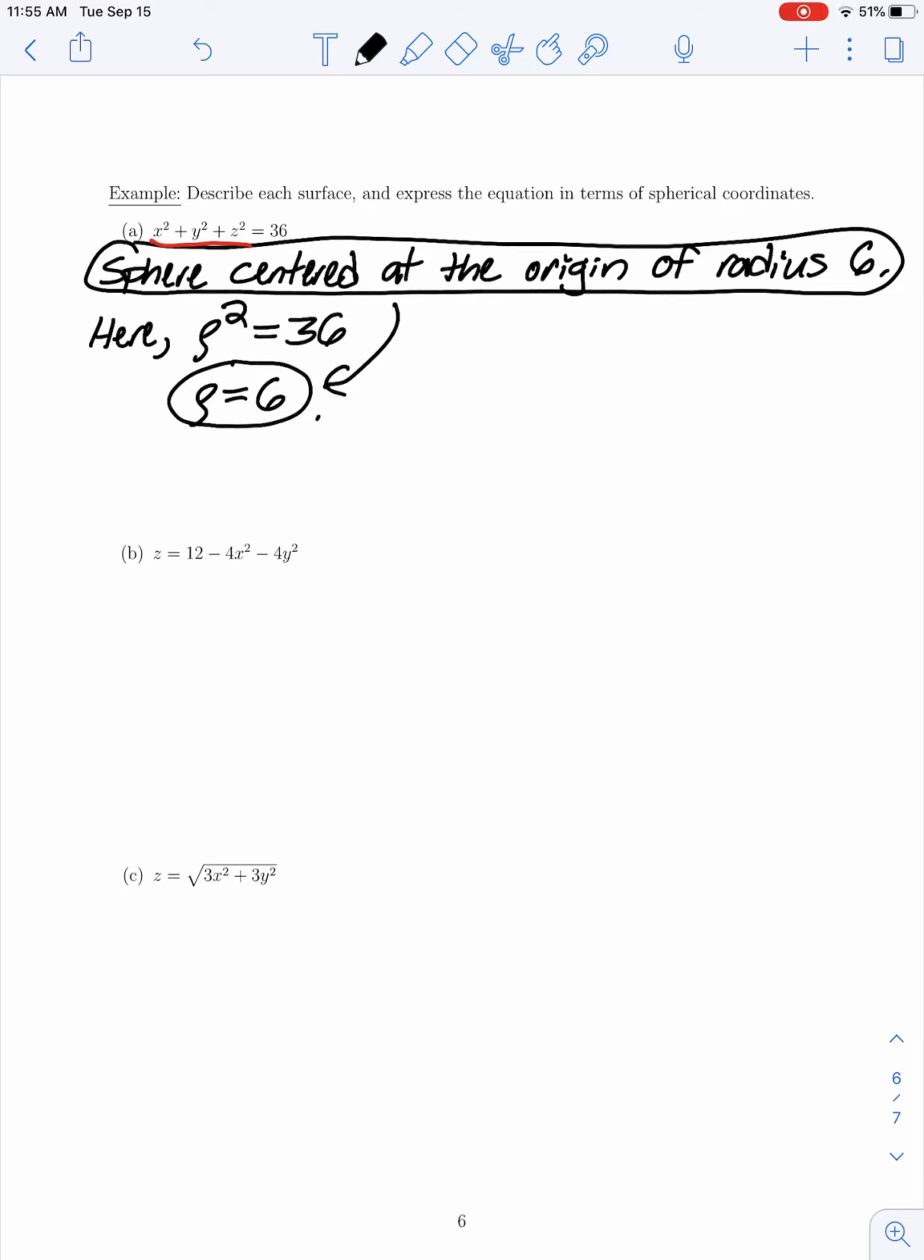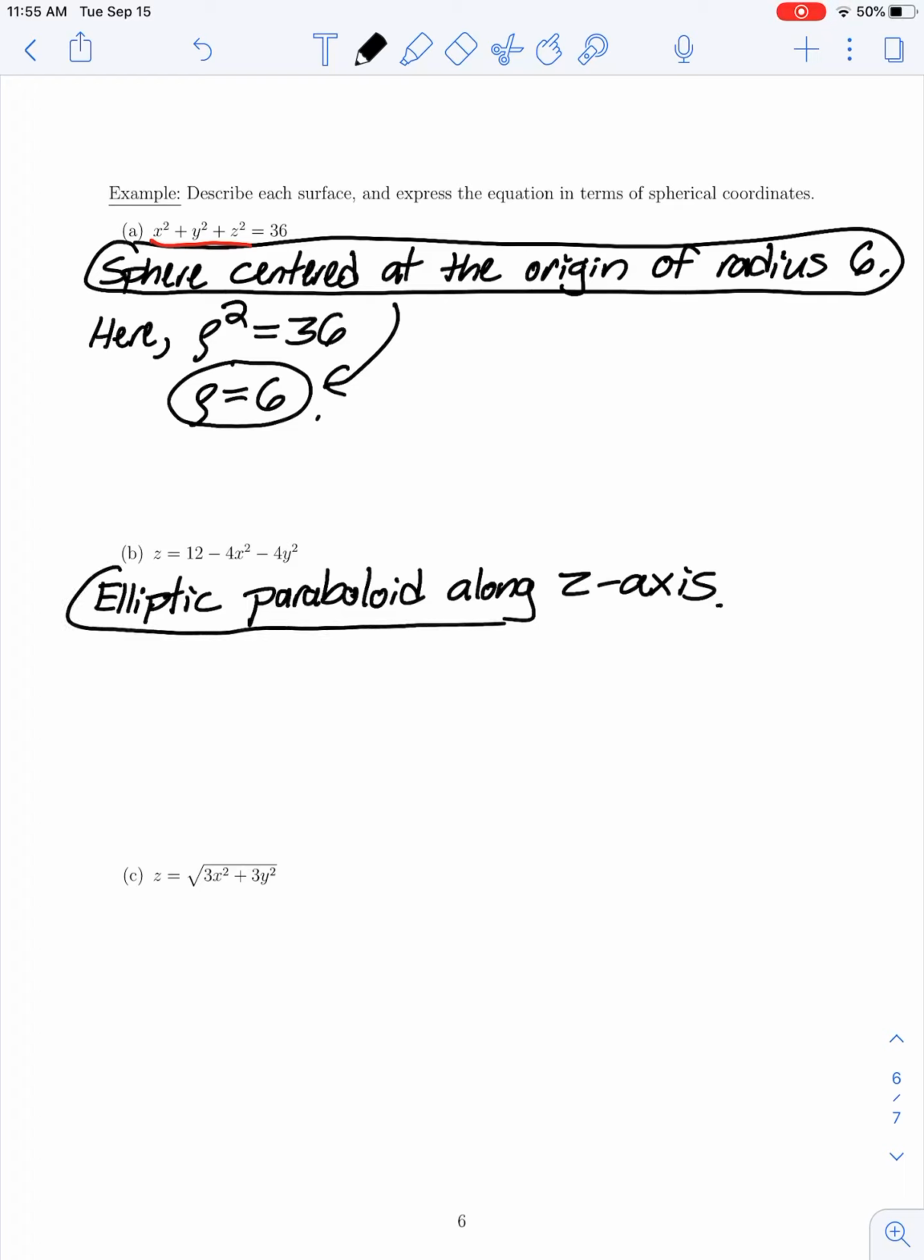Now in part B, we had the equation z is 12 minus 4x squared minus 4y squared. So this is an elliptic paraboloid along the z axis. It has its vertex at 0, 0, 12. It's opening downward, sort of like we saw in our earlier example from this section. So let's see if we can convert this to an equation in terms of spherical coordinates.